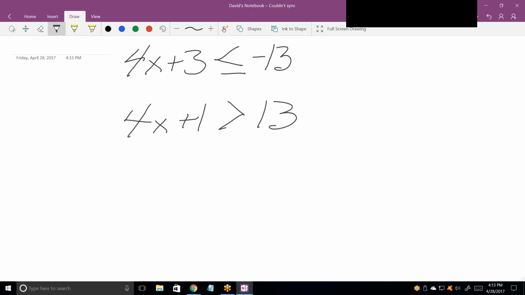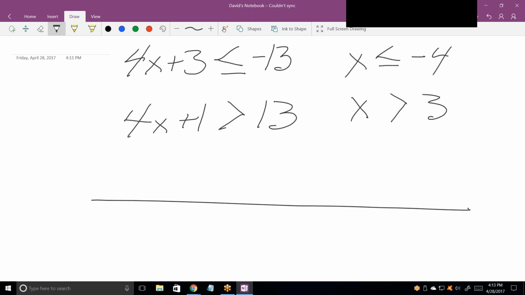Solve the top one. What is x? Negative 4. Well, x is less than or equal to negative 4. Good. And the bottom one? X is greater than 3. So it's an or. So x is either less than or equal to negative 4. That means a solid dot going left. And then 3, an open dot on 3 going right.